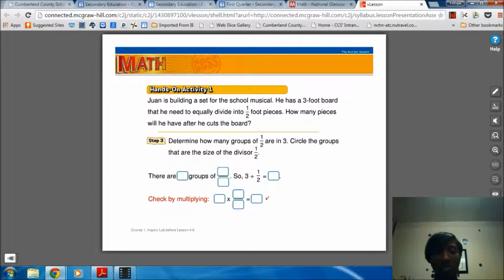And then it steps you through some pieces. And again, I like the way here that it actually asks questions throughout. There are blank groups of blank. So 3 divided by a half equals what? And then you check that solution by multiplying.